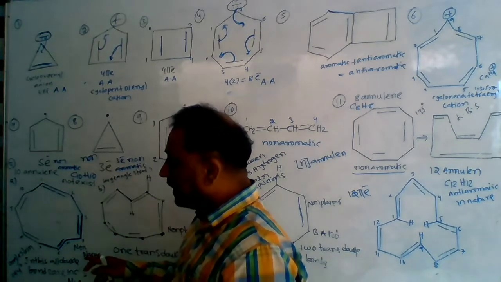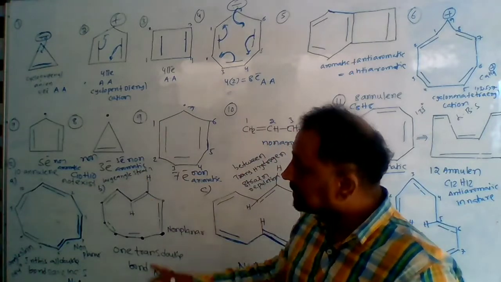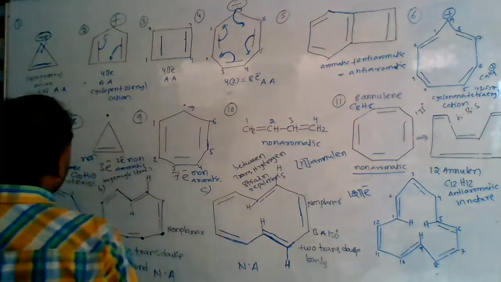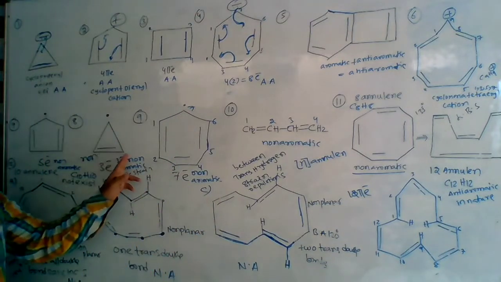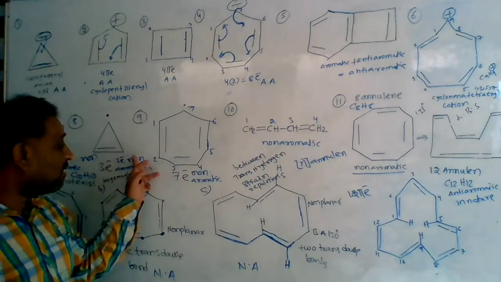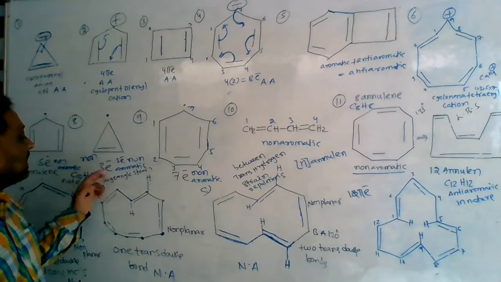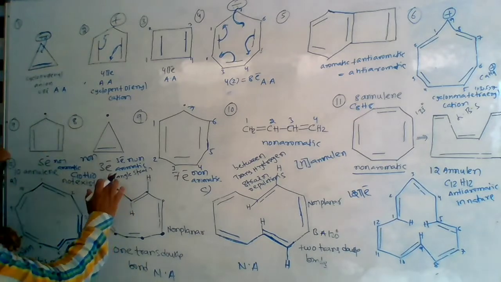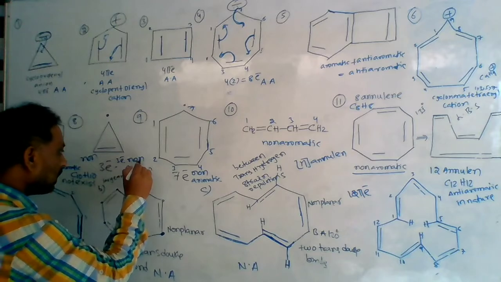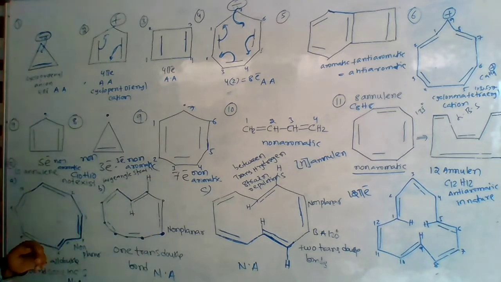The next example is cyclopropenyl radical. It is also a cyclic hydrocarbon, planar molecule. Here three electrons are involved in complete delocalization, an odd number of electrons. It is also non-aromatic in nature, a non-aromatic compound.